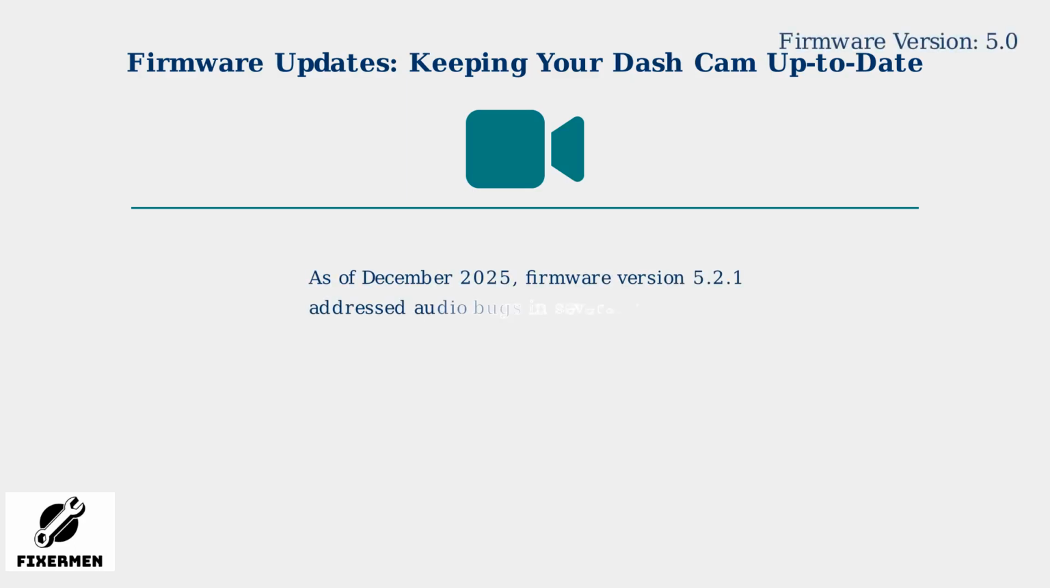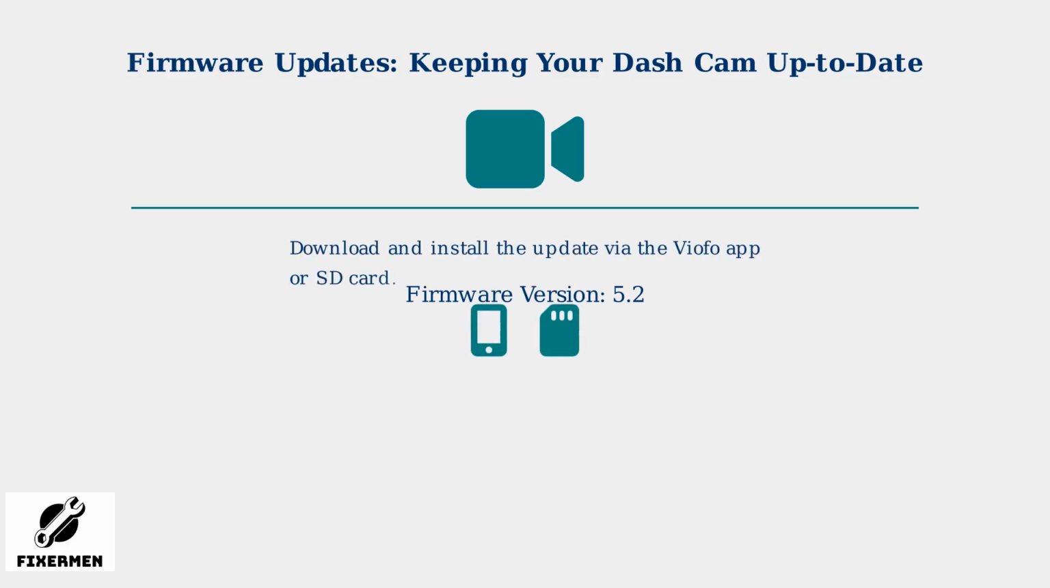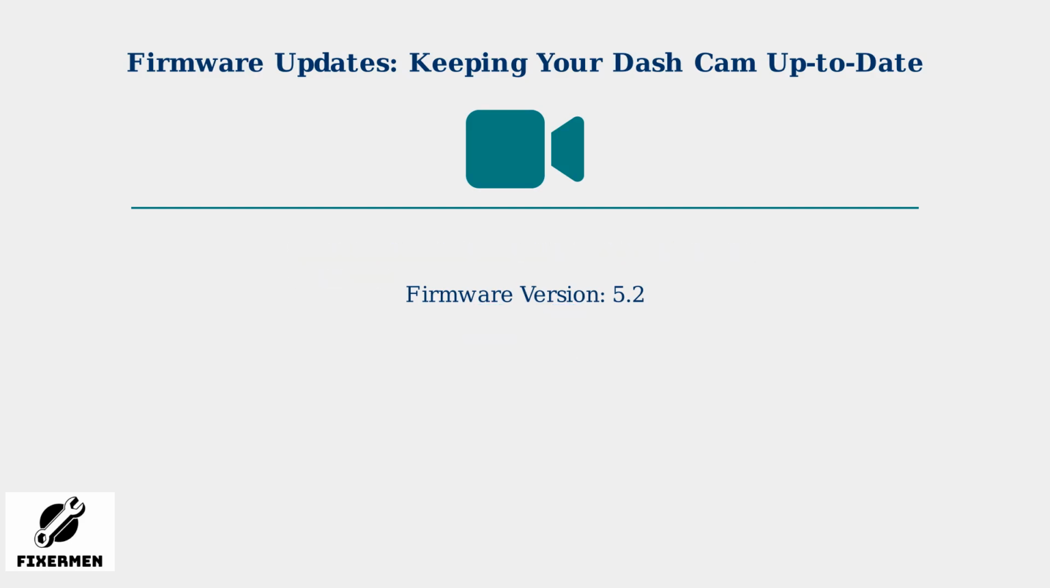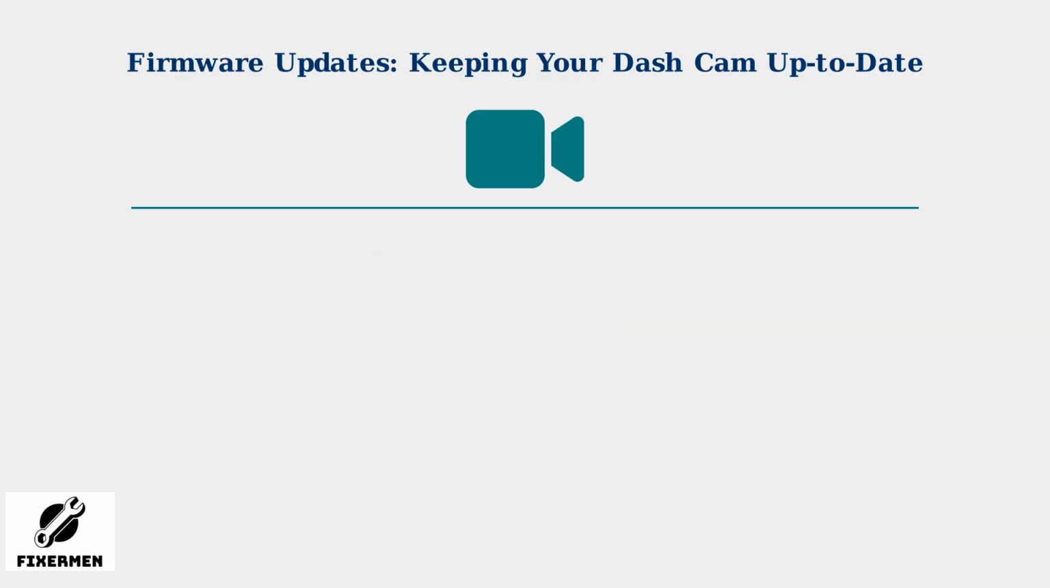As of December 2025, firmware version 5.2.1 addressed audio bugs in several models, improving codec stability and reducing recording failures. Download and install the update using either the Viofo mobile app or by transferring the file to an SD card. Both methods ensure the firmware gets installed correctly onto your device. After updating, format the SD card to ensure a clean installation and proper function. This removes any residual data that might interfere with the new firmware settings.